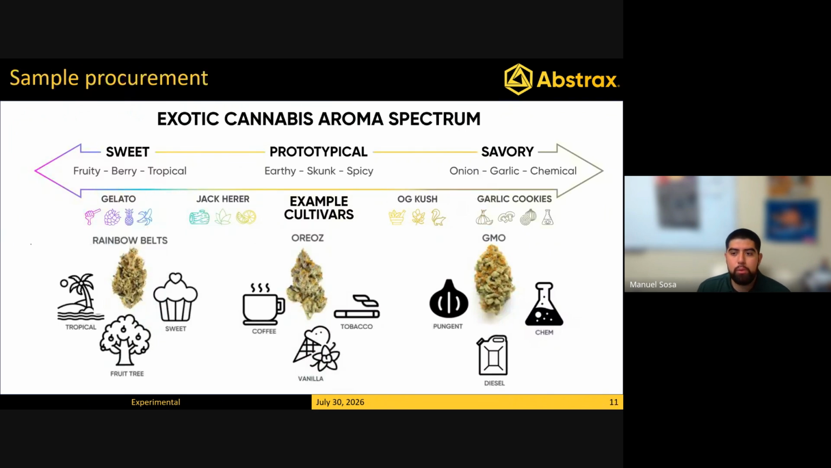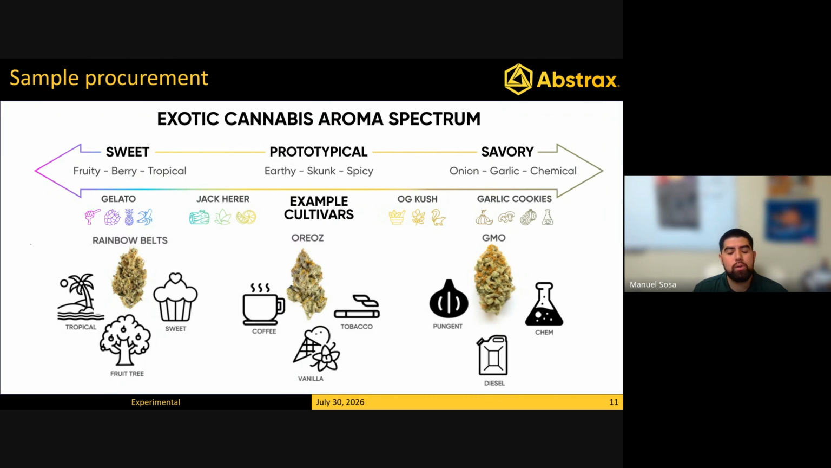So when doing sample procurement for this study, we tried to go across the exotic cannabis aroma spectrum. This is a figure we designed ourselves, classifying all cultivars into three simplified categories: your sweet cultivars, your prototypical cultivars, and your savory cultivars. To get across the whole array, we chose three different cultivars: GMO, Oreos, and Rainbow Belts.